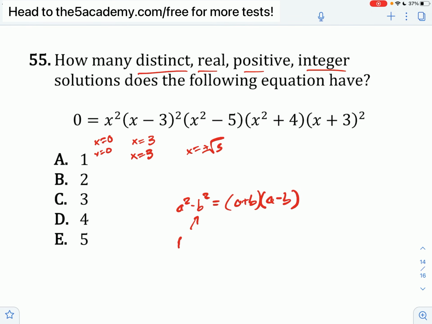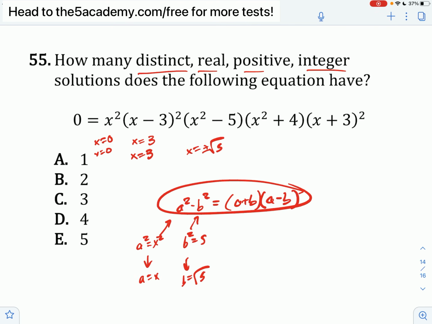Where b squared equals 5, a squared equals x squared. That means that a is equal to x and b is equal to square root of 5. Okay? And in this form, if you do this and set this equal to 0, you'll get two solutions, x equals plus or minus square root of 5.